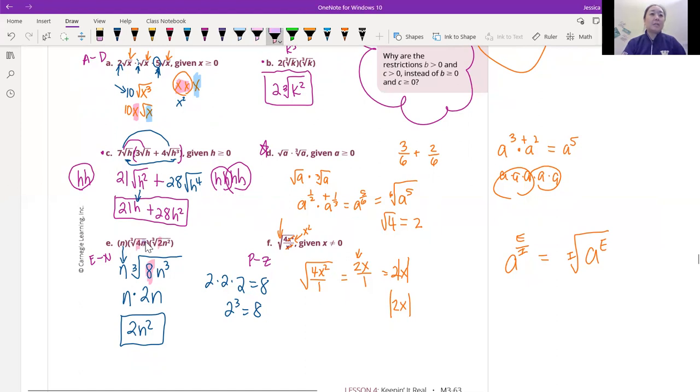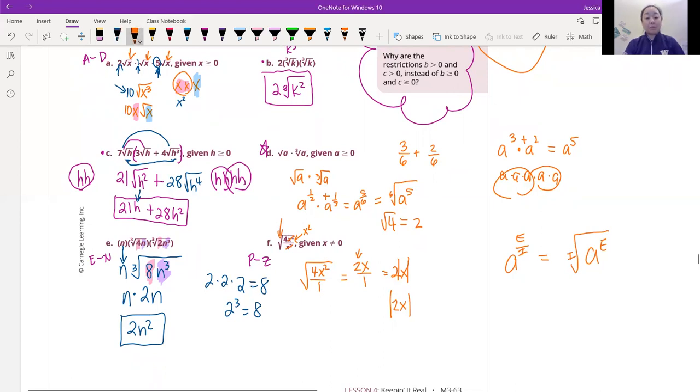So this n, does it look like the same color to you? It's all very pastel-y. So n times n squared is n to the third power, just like that. All right. And then we're going to ask ourselves, well, can we simplify this? And we're like, okay, n, 8, oh, sorry, not n, 8.